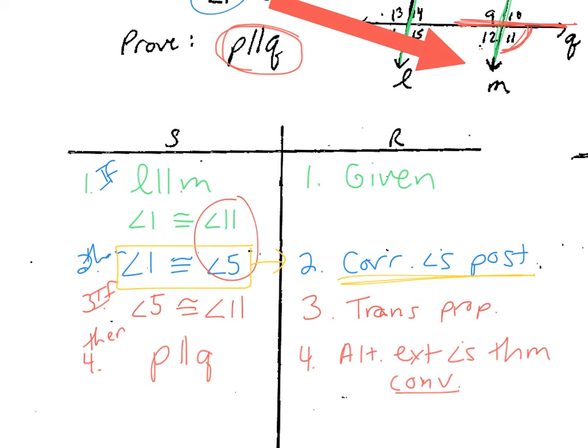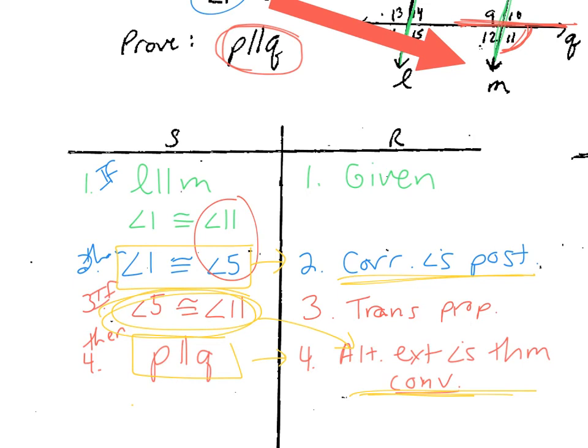Notice that when I use the converse postulate or theorem, I'm not making a statement about angle relationships at all. I'm not saying angles are congruent or supplementary. I'm saying lines are parallel. The angle statement is above it. Those are my alternate exterior angles that led to lines being parallel so that I could then use my converse theorem. That's a little bit weird.